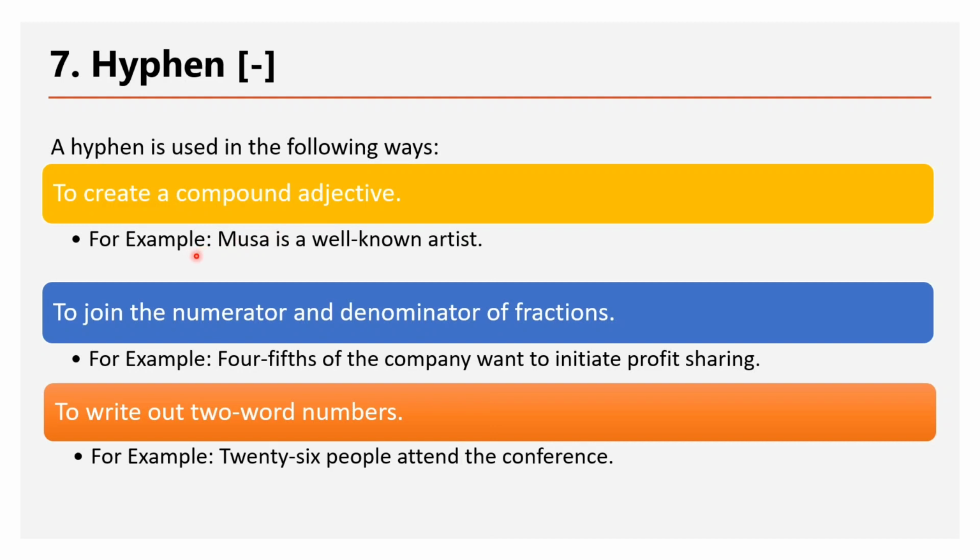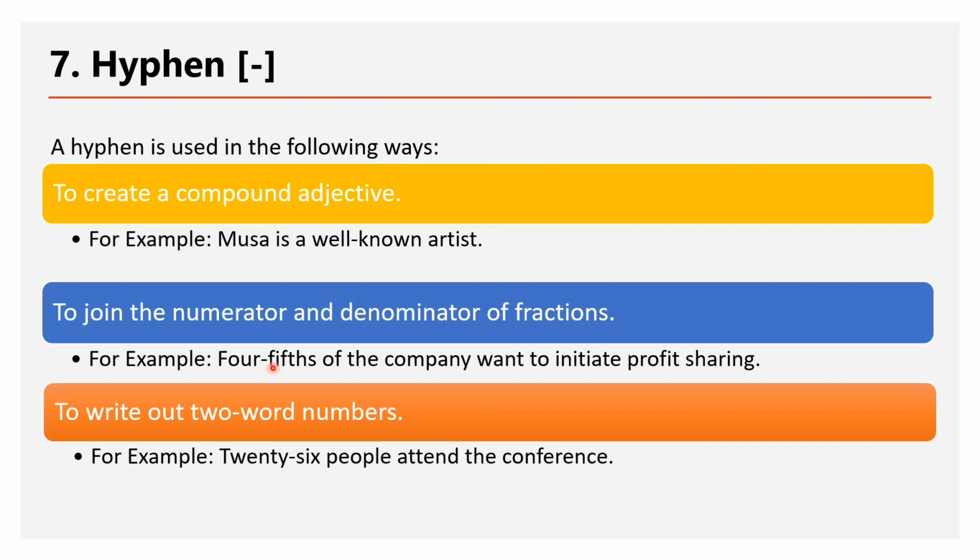Second, to join the numerator and denominator of fractions. For example, "Four-fifths of the company want to initiate profit sharing." In between four-fifths, it's like 4 by 5. So I'm using the hyphen here.